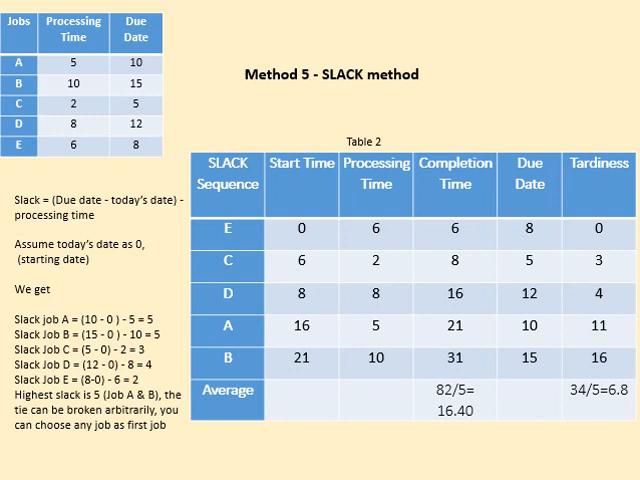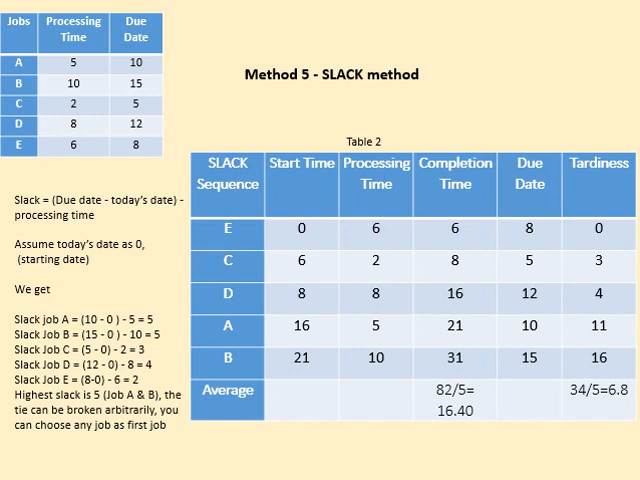So, for job A, the due date is 10, today's date is 0, and the processing time is 5 days. Thus, we get slack as 5 days, as shown in the calculation here. Similarly, we find slack for job B as 5 days. Job C is 3 days, job D is 4 days, and job E is 2 days. Since job E has lowest slack, we assign job E first for processing.